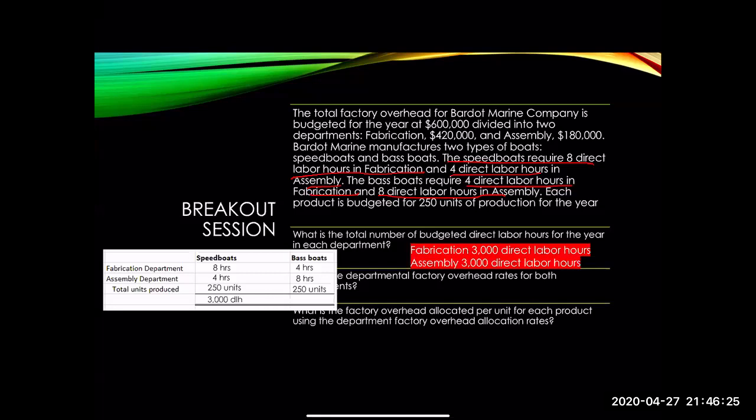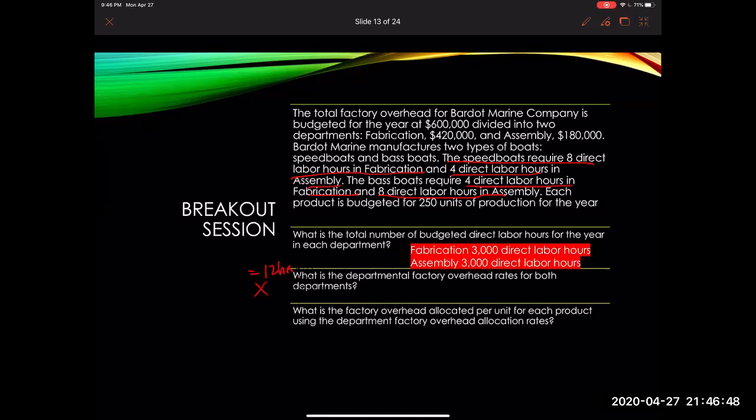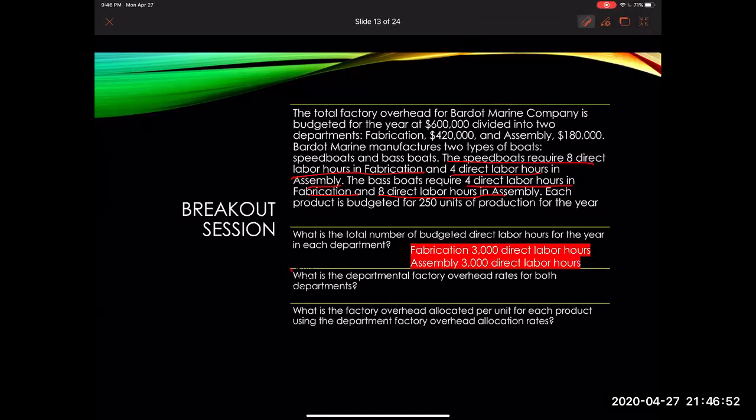So if we did 8 plus 4 equals 12, and then 12 times, so let me use this, sorry. 8 plus 4 hours equals 12 hours in total for the speedboat times our 250 units. That's how we come up with 3,000 direct labor hours, and then we do the same thing for the bass boat.